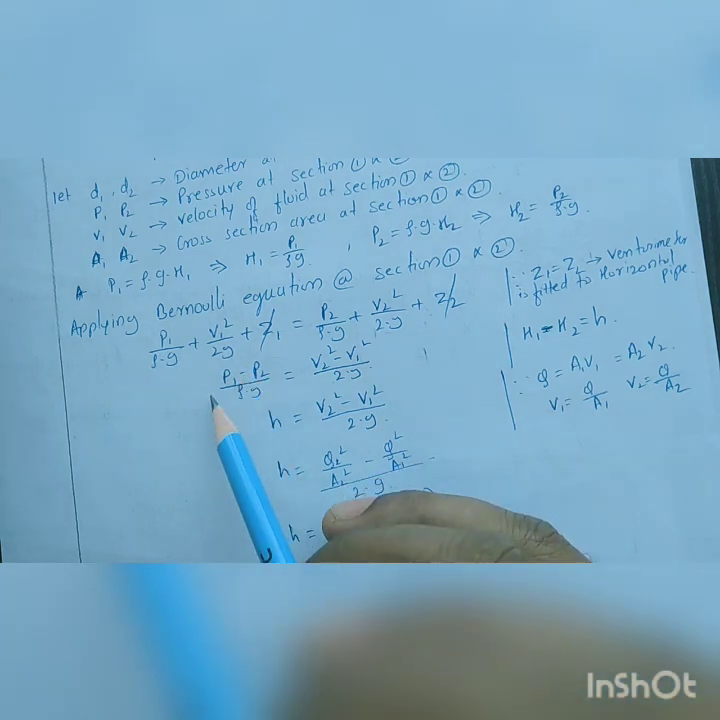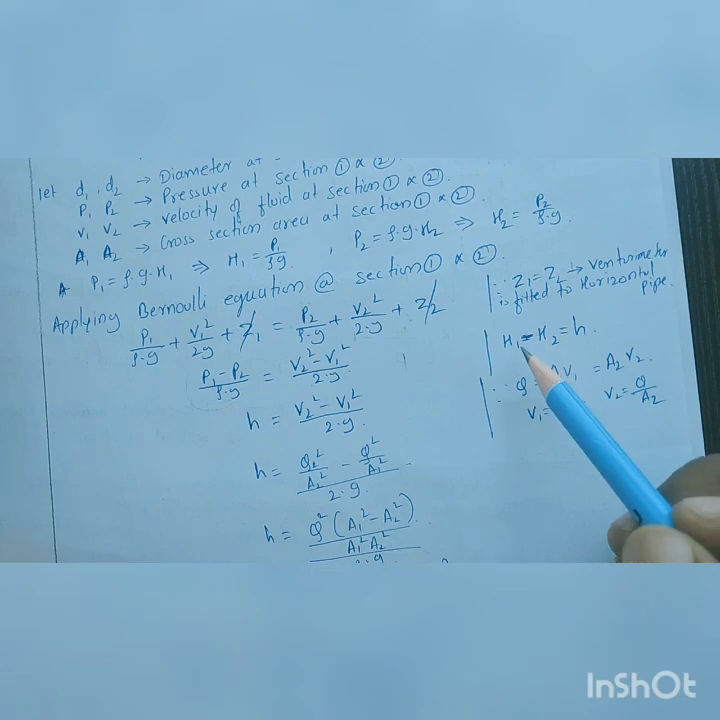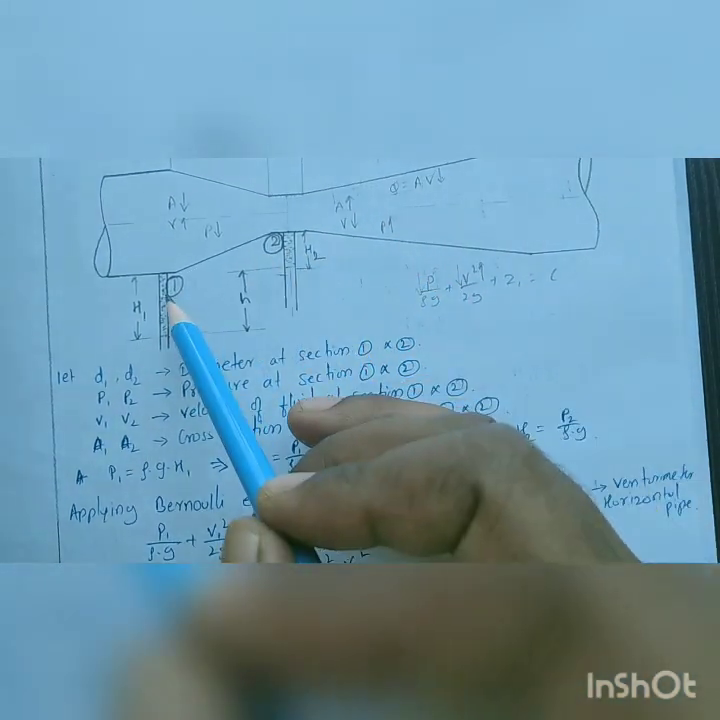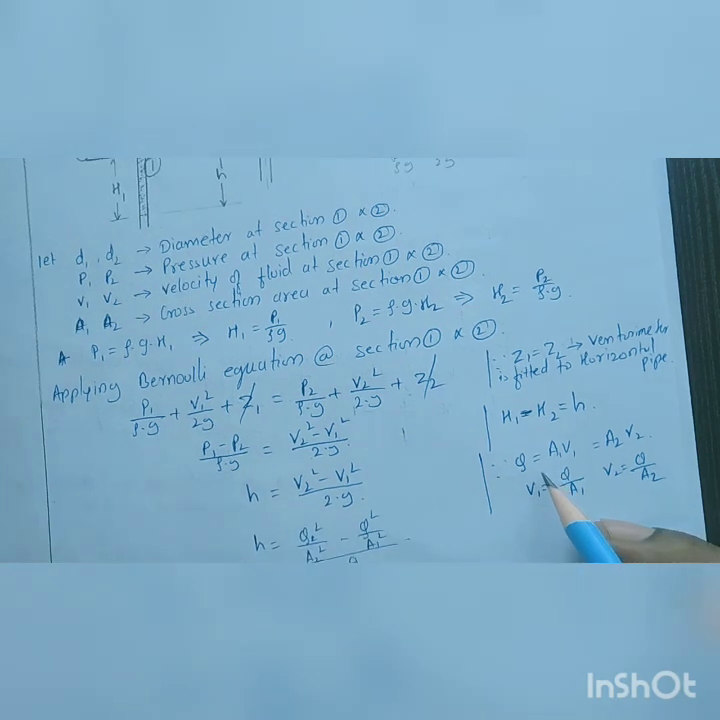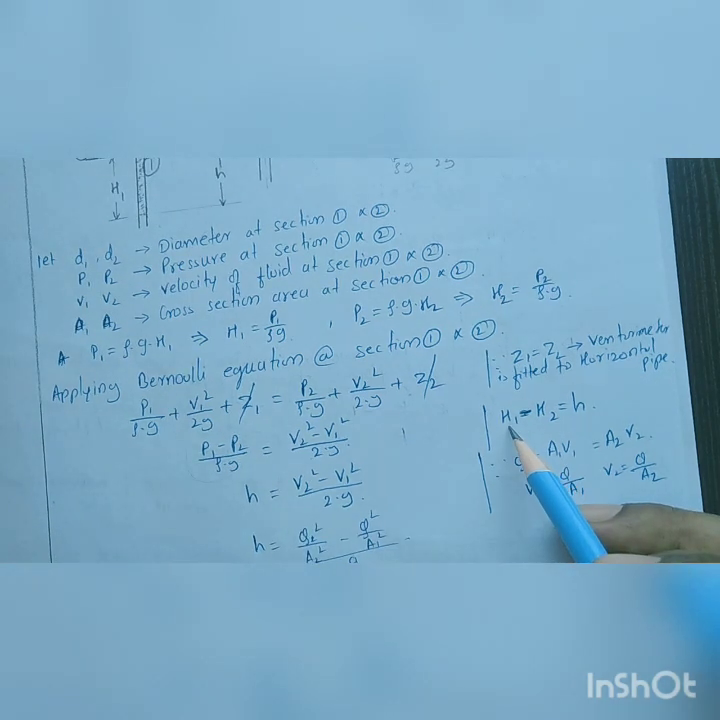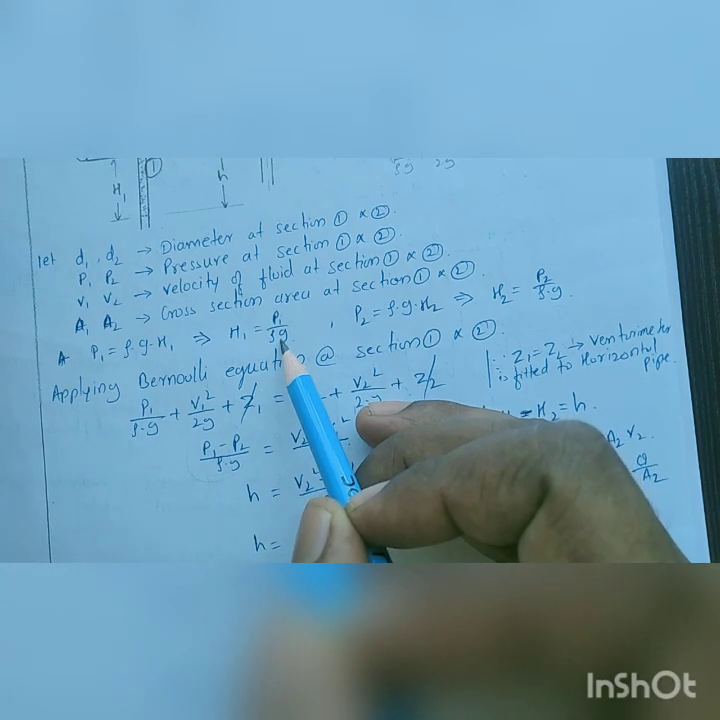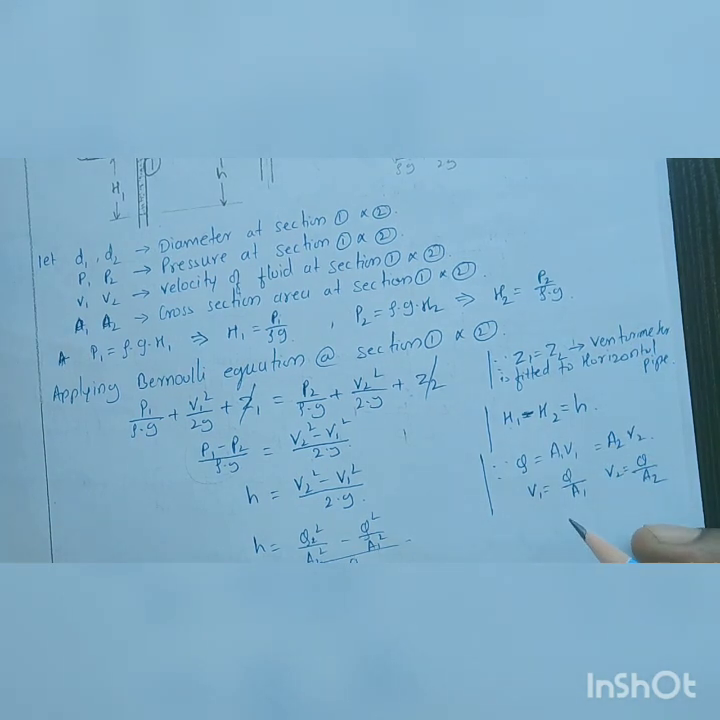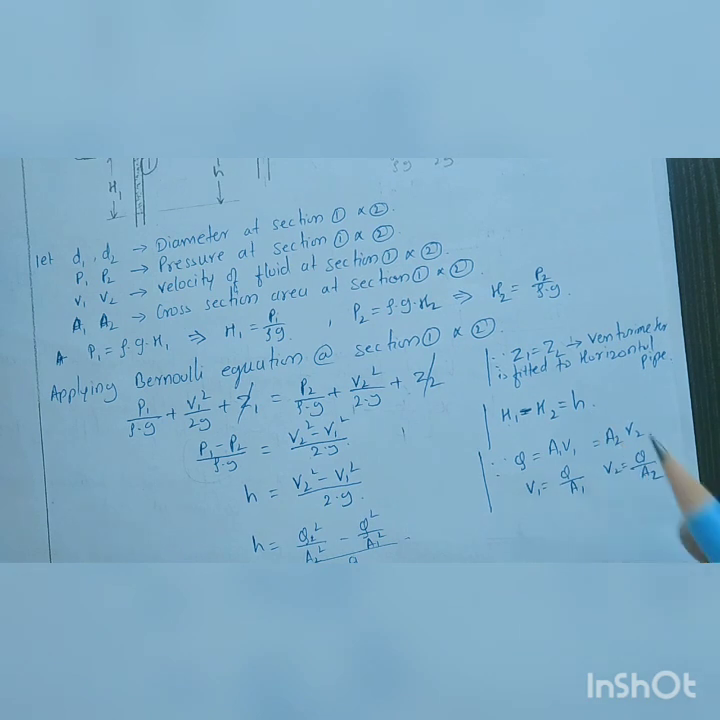Now this (P1 minus P2) by rho g, how can I write it? Here the difference of the readings, H1 minus H2, is small h. So how can I write H1? I can write H1 as P1 by rho g, and H2 as P2 by rho g. So P1 by rho g minus P2 by rho g is equal to h.